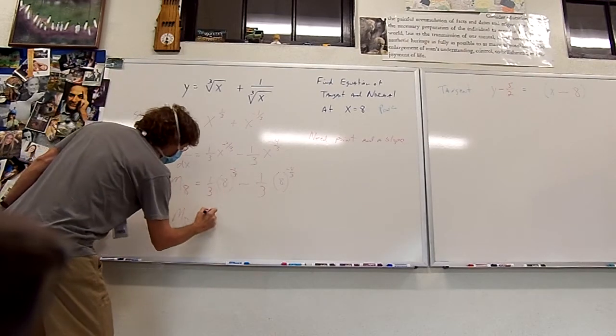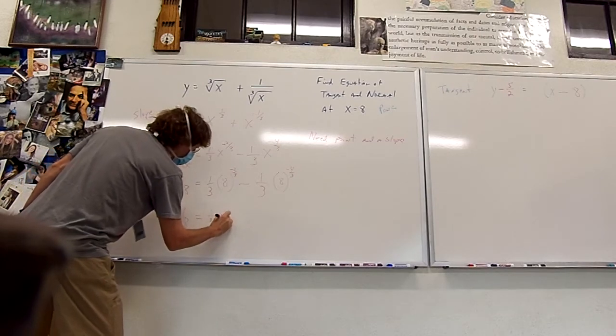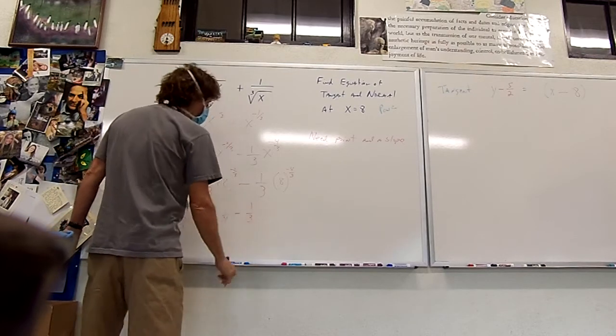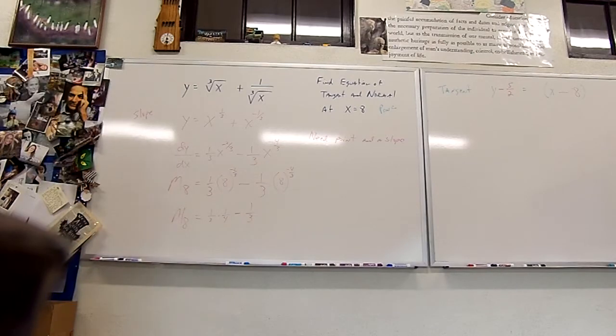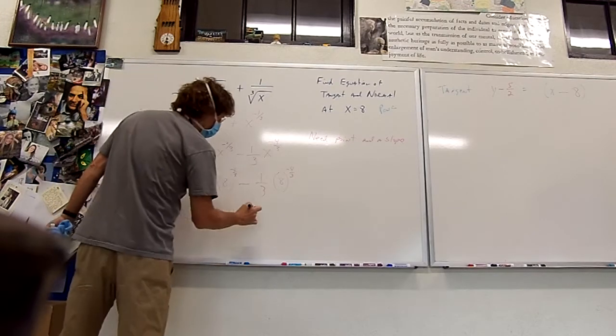And it's negative, so it's going to be 1/3 times 1/4 minus 1/3. Take the cube root of 8 first. You get how much? 2. And 2 to the 4th is 16.